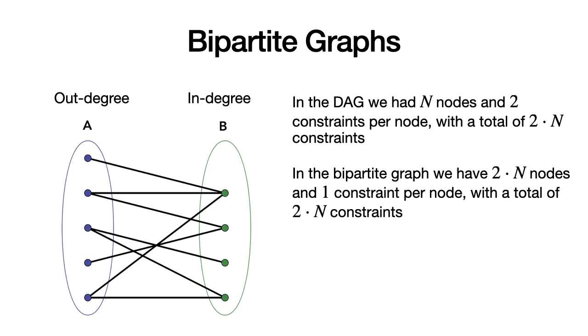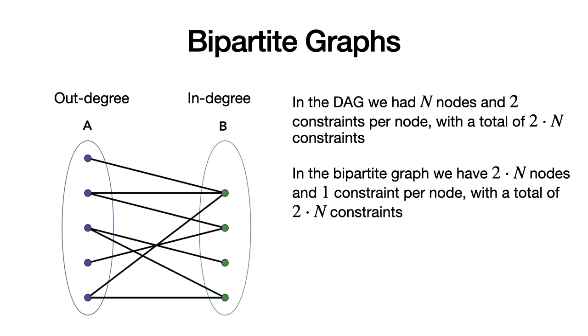Well, in the directed acyclic graph, we had n nodes and two constraints per node, right? We had a constraint regarding the in degree and a constraint regarding the out degree of each node. In a bipartite graph, we can do something by splitting each node into two parts. So let's call each node part A and part B, right? So you can have 1A, 1B, 2A, 2B, 3A, 3B, and so on. Now, we have created a graph with 2n nodes.